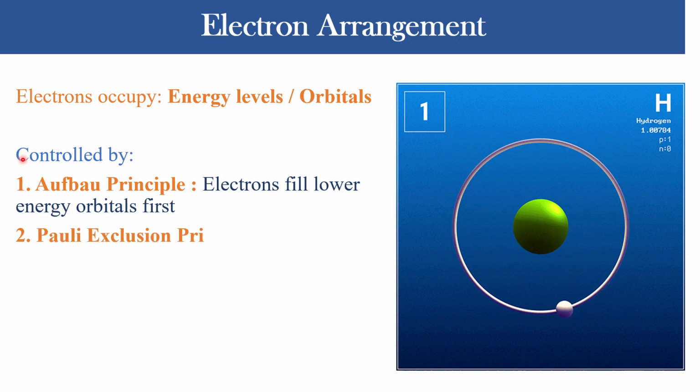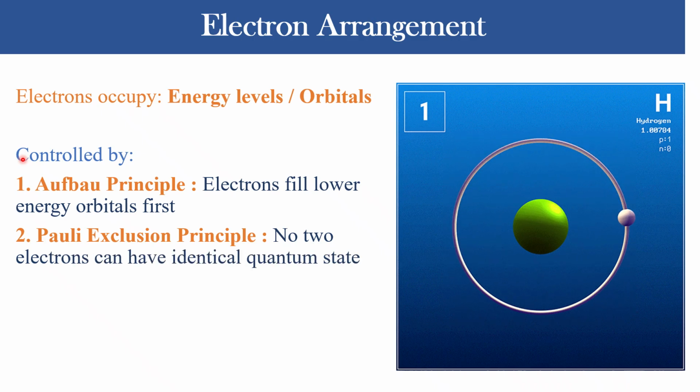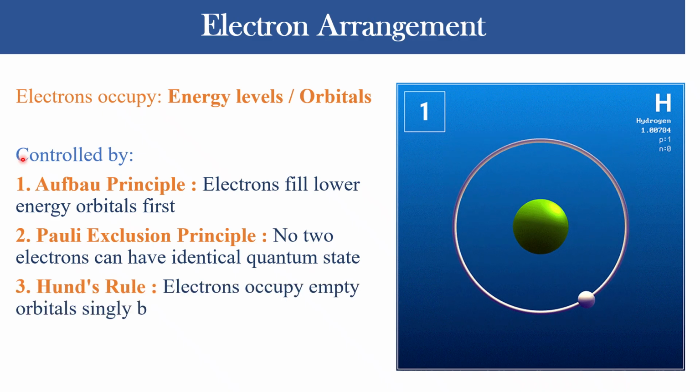Number two is the Pauli Exclusion Principle. It was proposed by Wolfgang Pauli. It states that no two electrons in the same atom can have exactly the same set of four quantum numbers. Because of this principle, each orbital can contain a maximum of 2 electrons. These 2 electrons have different spins, that is up spin and down spin. The principle explains why electrons arrange themselves in different orbitals.